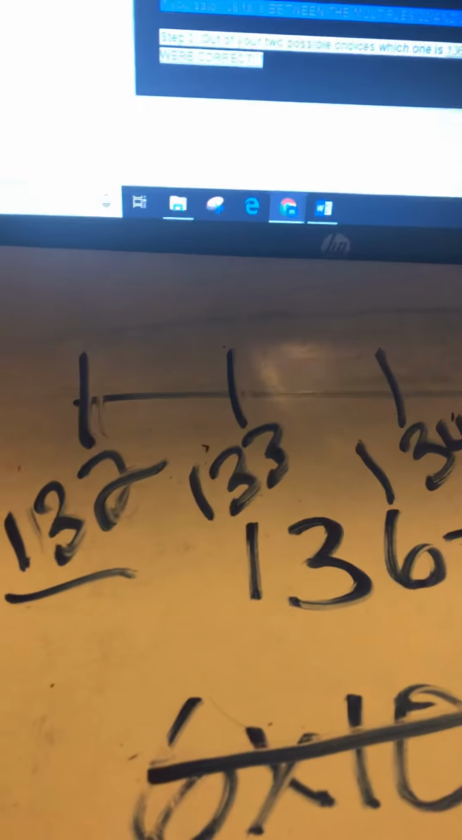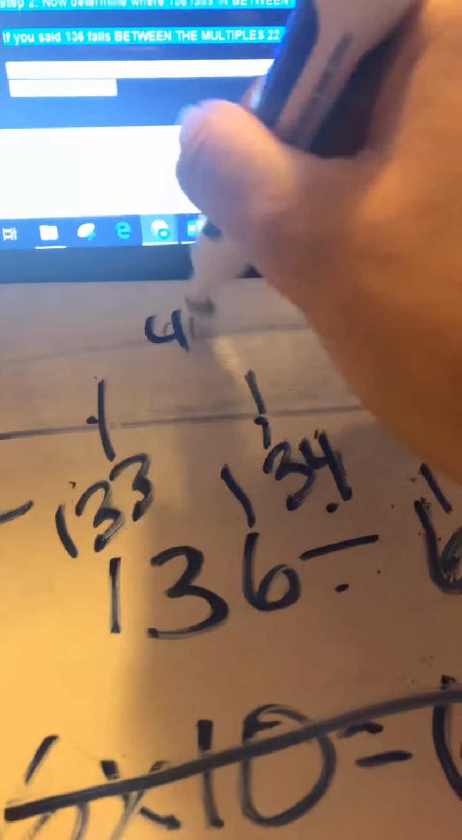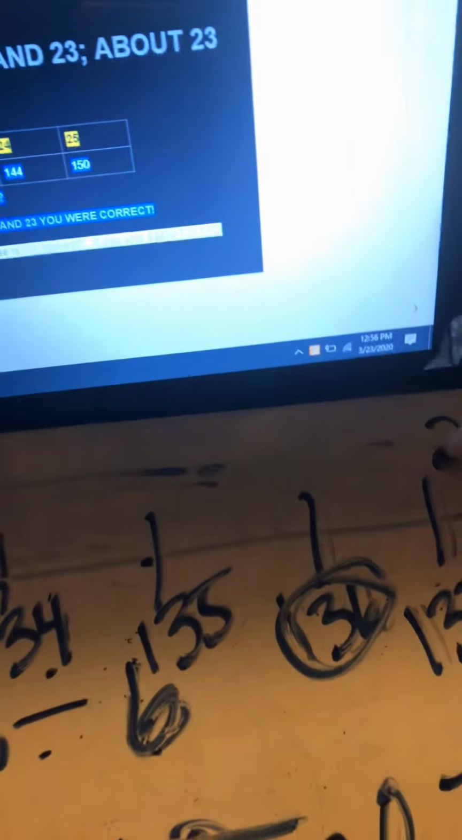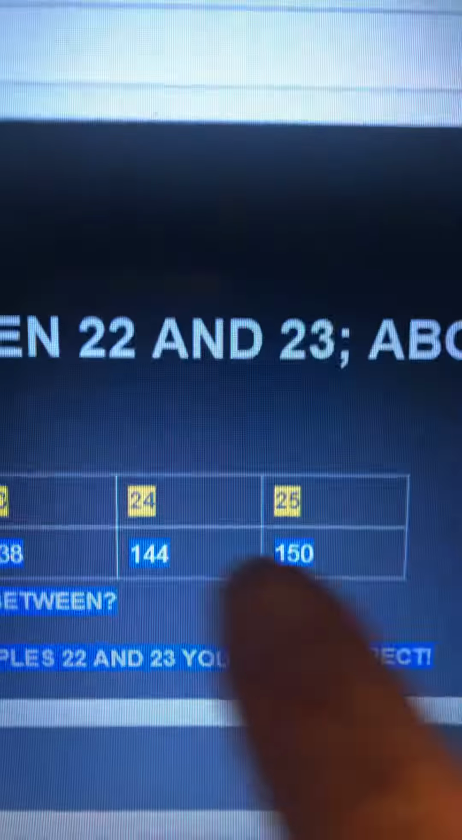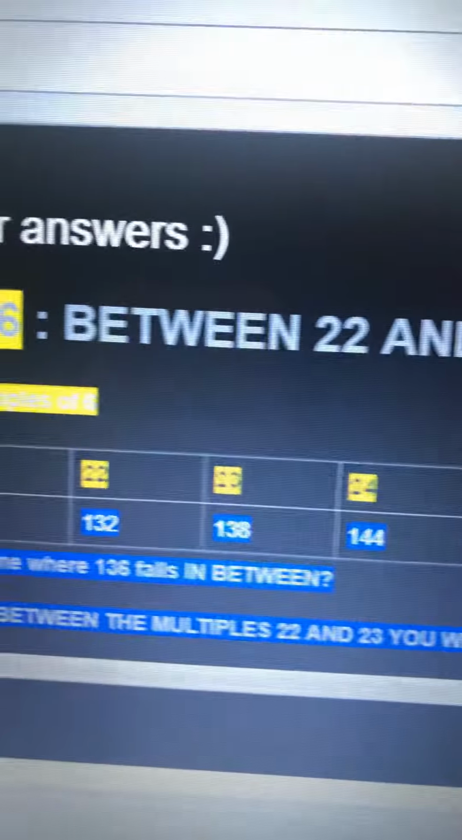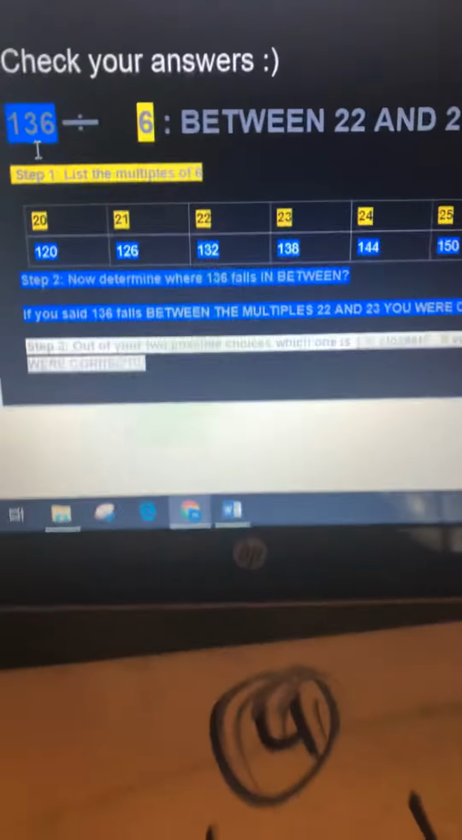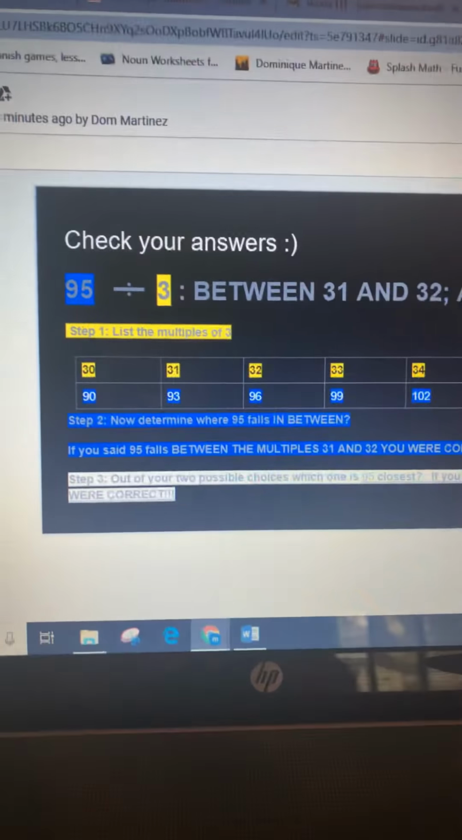Which was the closest to? Well, if I count starting at 132, 1, 2, 3, 4, 4 lines there, right? So I can even write that to remember. And then here it's 1, 2. 1, 2 before I hit 136. Okay, so it would be closest to 138, which would make it about 23. Okay, moving on. So if you got that one, great job. If not, then hopefully you see where you made your mistake.